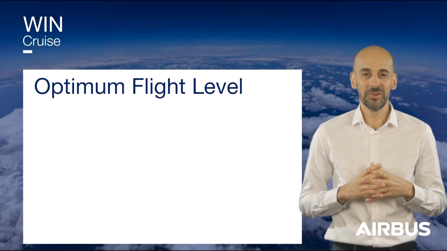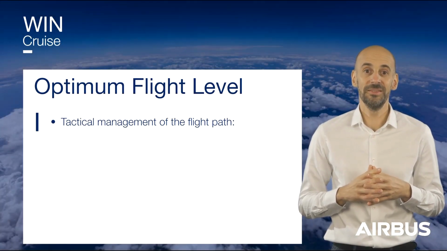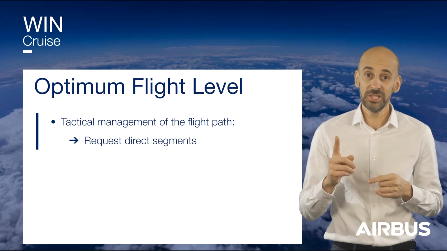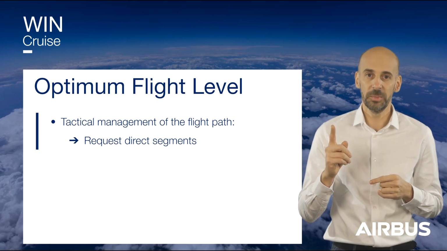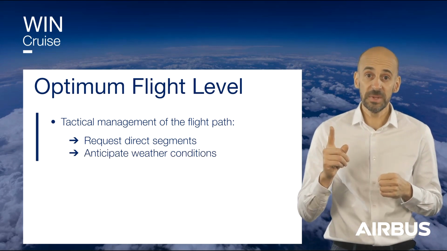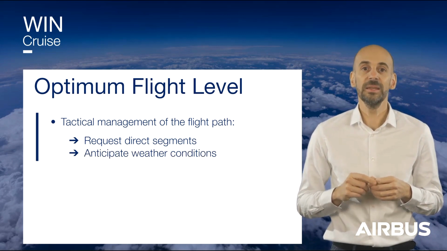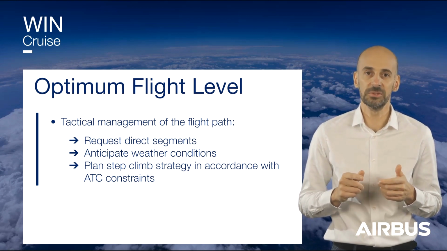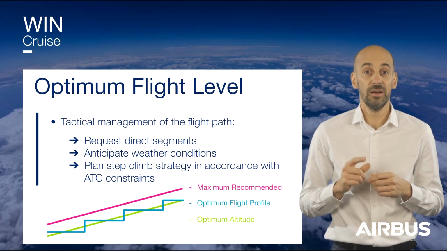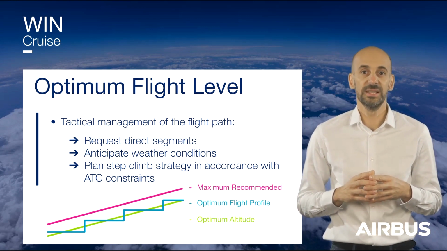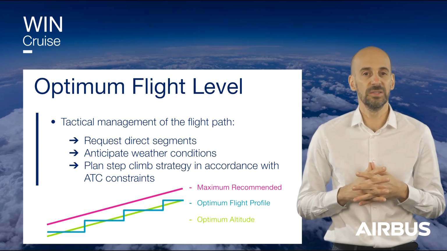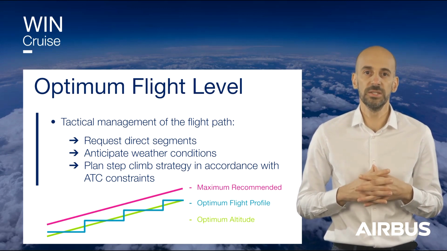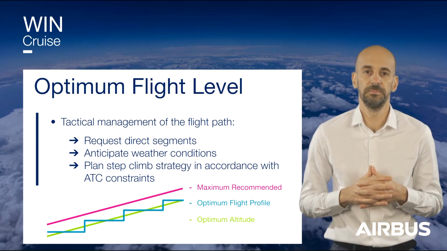From a more global point of view, the flight crew should have a tactical management of the flight path by negotiating direct segments with ATC when appropriate, anticipating weather conditions, and by planning the best step climb strategy in accordance with the expected ATC constraint. For example, if altitude changes are difficult to obtain on this route, it can be advantageous to request an initial cruise altitude above the optimum flight level.